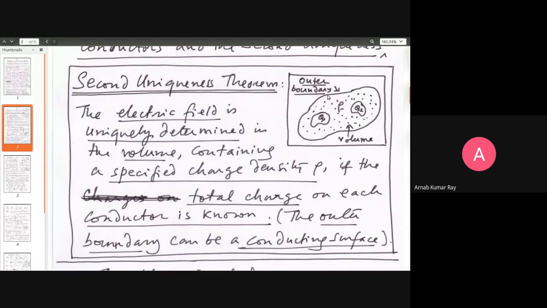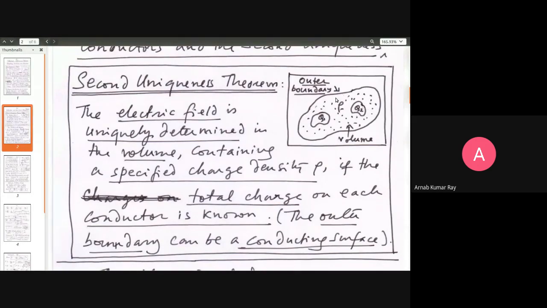Now, charges are also made to sit on the surface, and this volume also has got pockets. So this is the surface boundary of a pocket. This is the surface boundary of a pocket. And charges are made to be in those pockets, and I hope you have not forgotten that charges will always gather on the surface. So this surface has got a charge Q1, this surface has got a charge Q2.